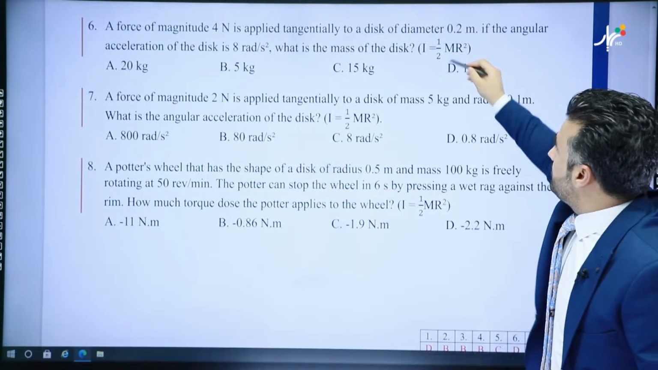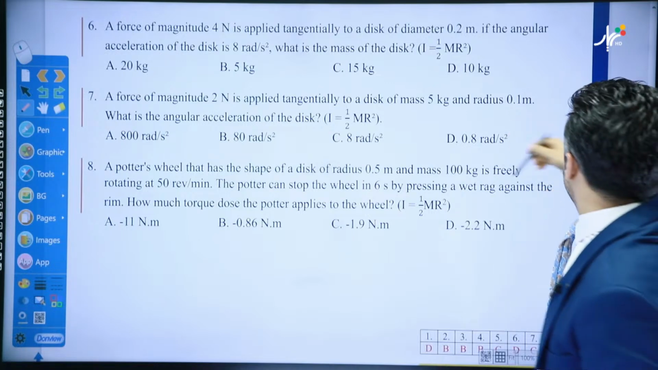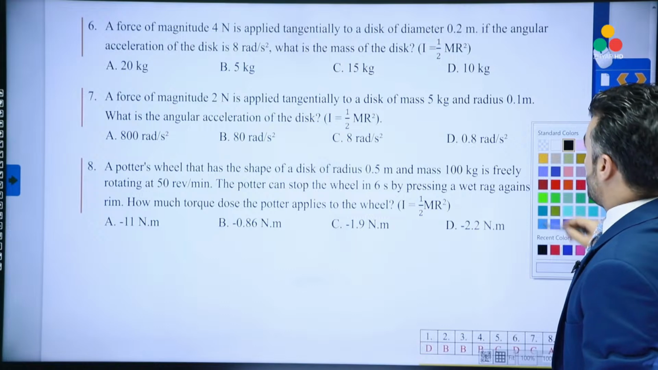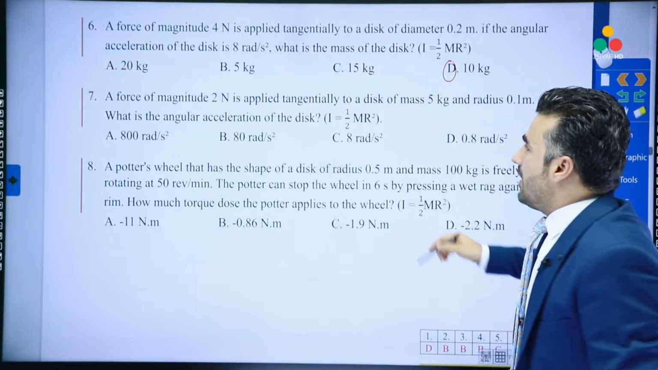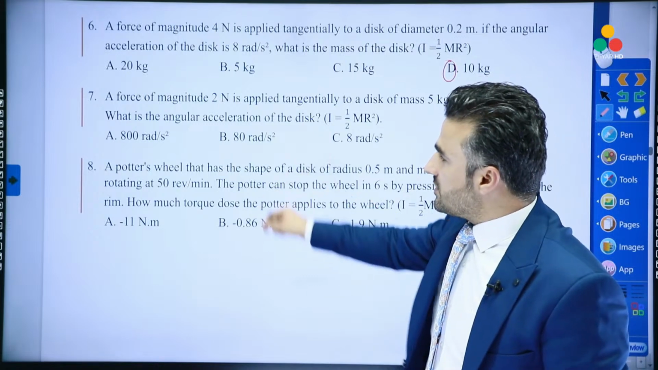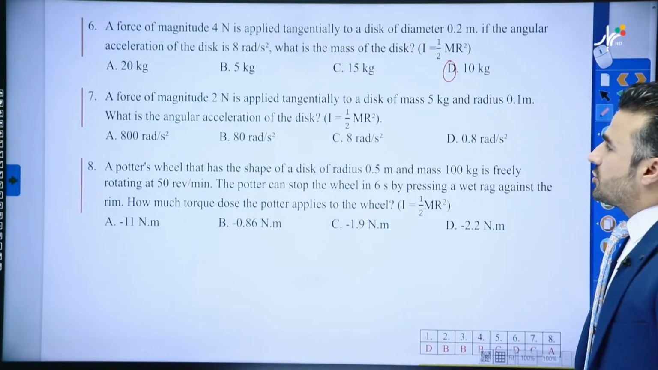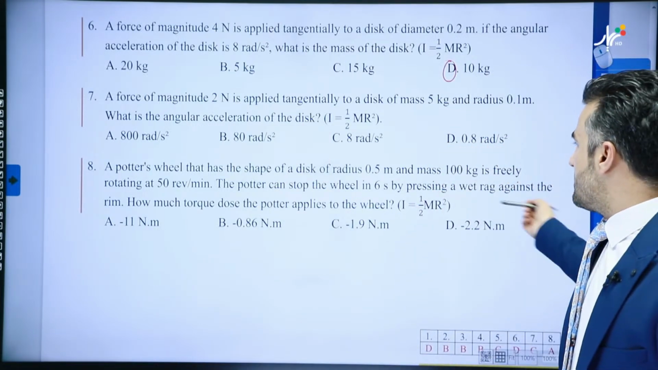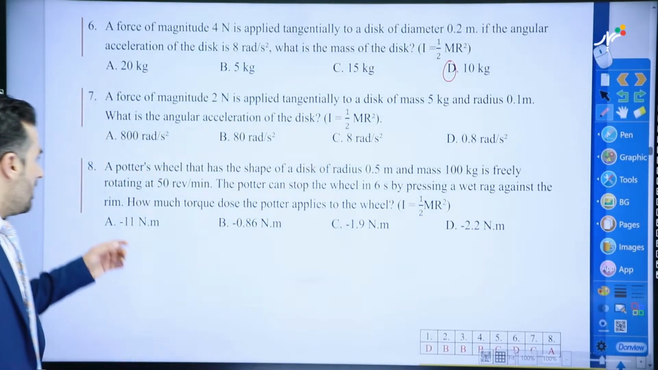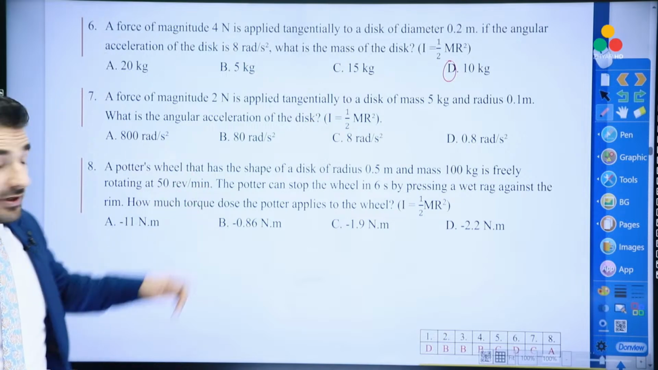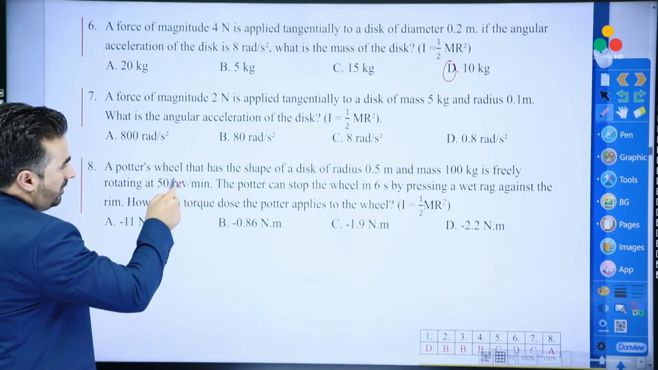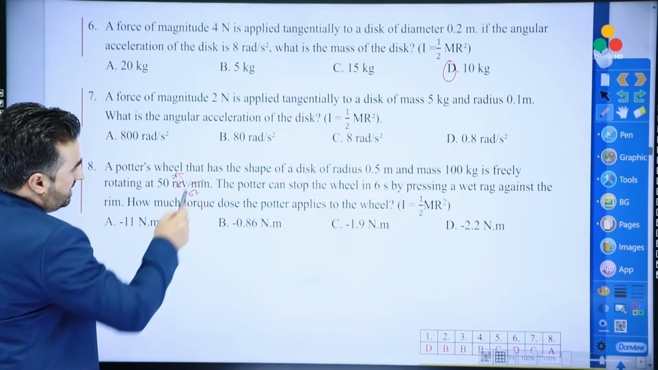Let me change the color as well. So the answer is D. Now you try, see if you can solve question 7. And in terms of question 8, the potter's wheel has the shape of a disc and a radius of this. The mass is this much, rotating at 50 rev per minute. Don't forget, this rev per minute has to be converted to radian per second, multiplied by 2 pi, each minute equal to 60 seconds.